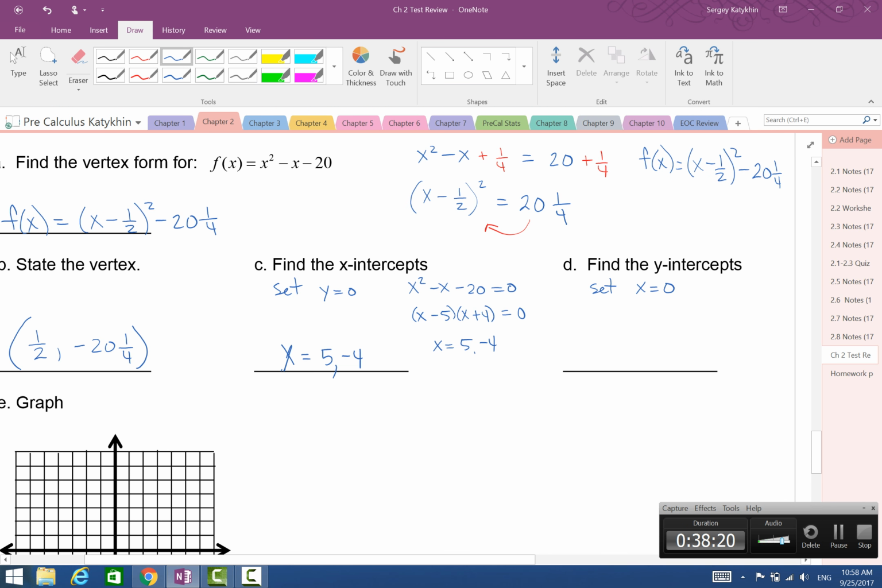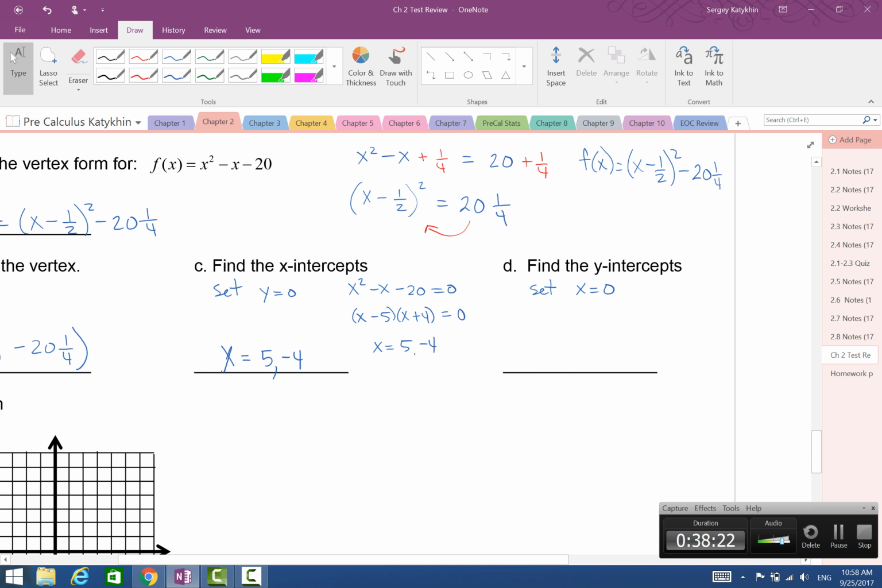On the other side, we will have y is equal to 0 squared minus 0 minus 20. So y is equal to negative 20.